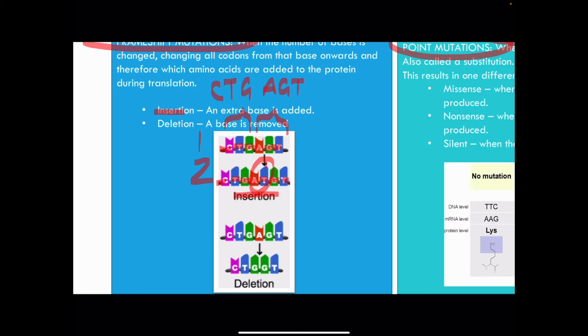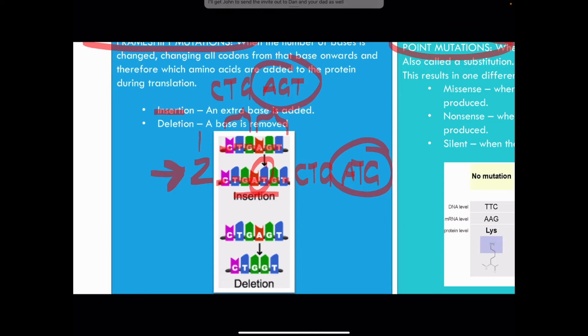Now, looking at our second DNA strand here, our codons have changed. We now have CTG and ATG. Okay, so this is different to this. This means that when the amino acids are strung together during protein synthesis to form a chain, the sequence is going to be different, okay? Or the sequence of the amino acids is going to be different. So that's how an insertion works.